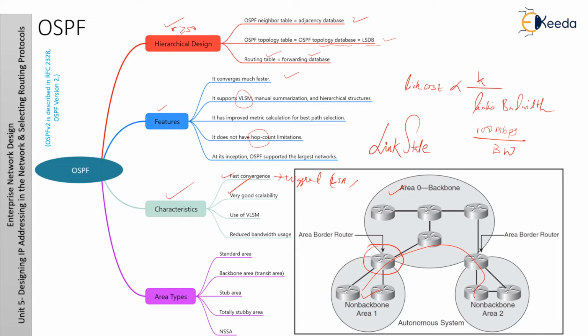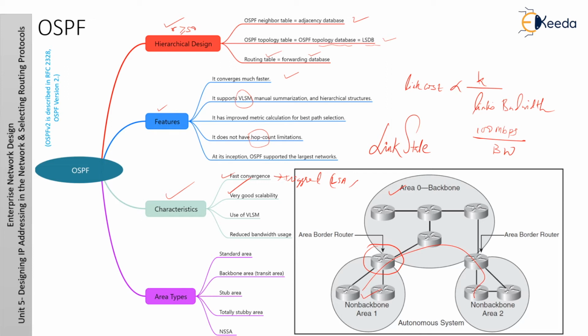This allows low-end routers to run in the network's peripheral area because fewer LSAs means a smaller OSPF topology table, less OSPF memory use, and lower CPU use in stub area routers. So this is one thing.